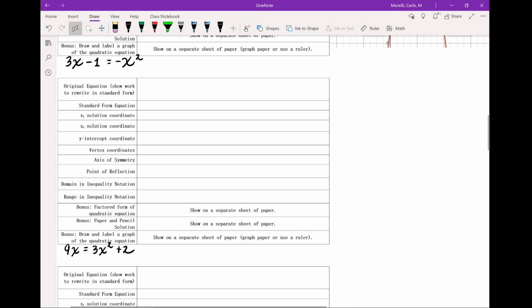Okay, so 3x minus 1 equals negative x squared. That's our next deal.